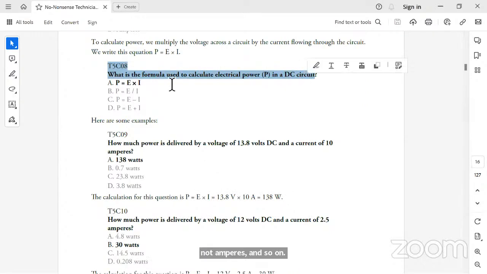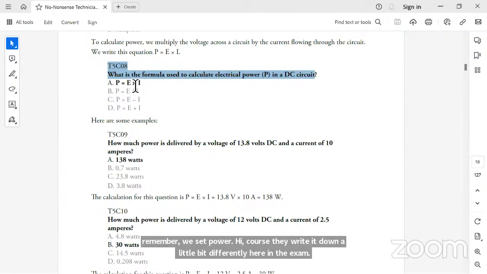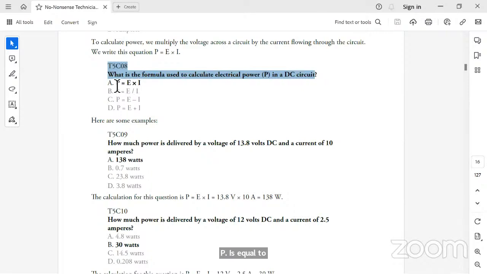Okay. Which is the formula used to calculate electrical power? So remember we said power, pi. Of course, they write it down a little bit differently here in the exam. P is equal to E multiplied by I. So that's the answer.